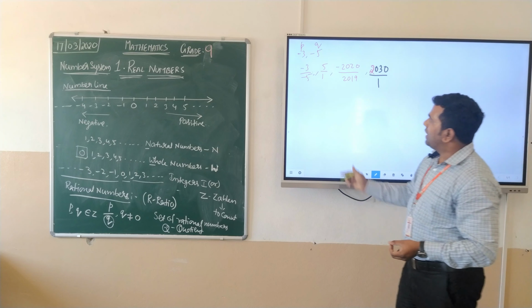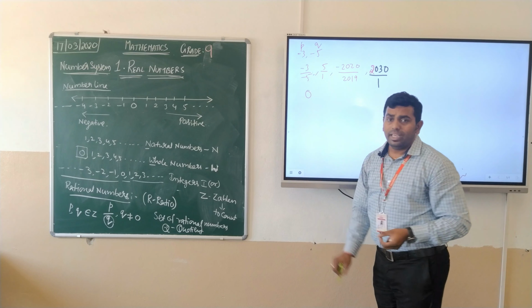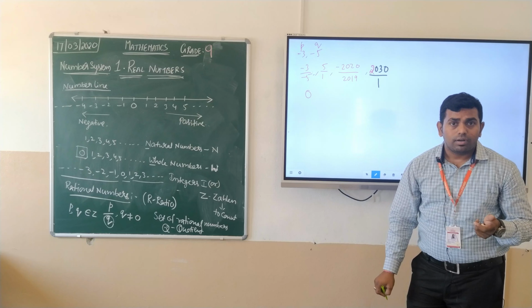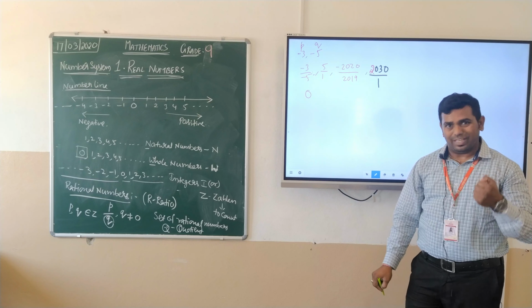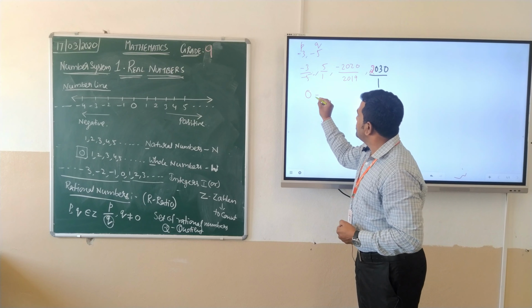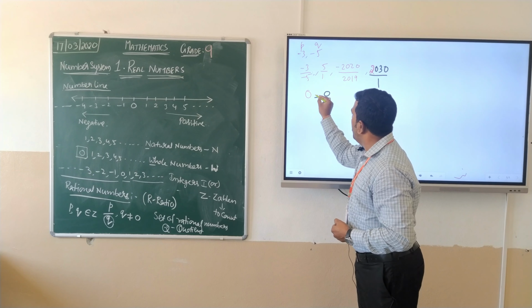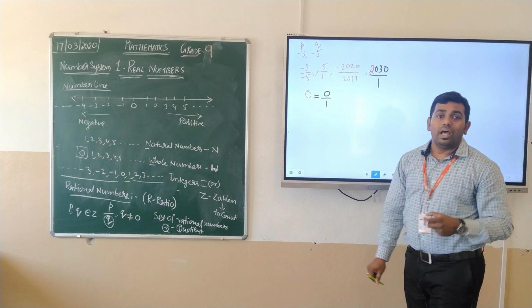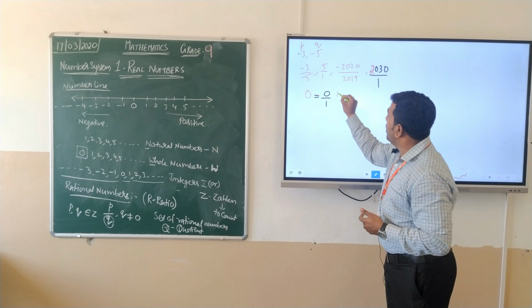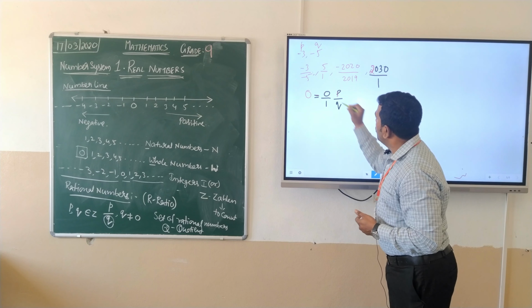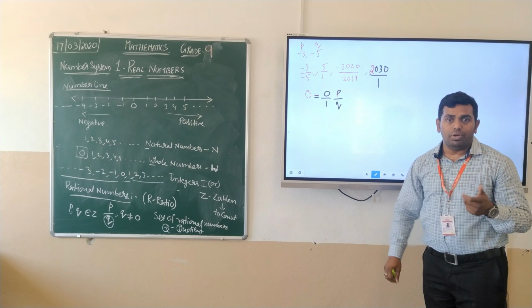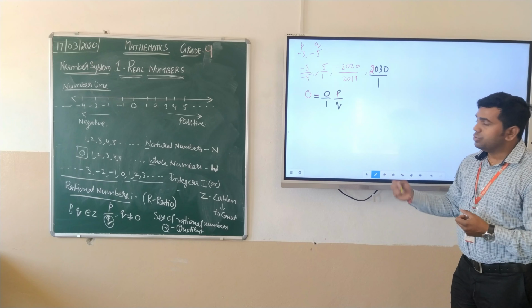For example, if I take 0, is it a rational number? Yes. Why? Because I can write 0 as 0 by 1. So we call it a rational number, which is of the form P by Q, where Q is not equal to 0.